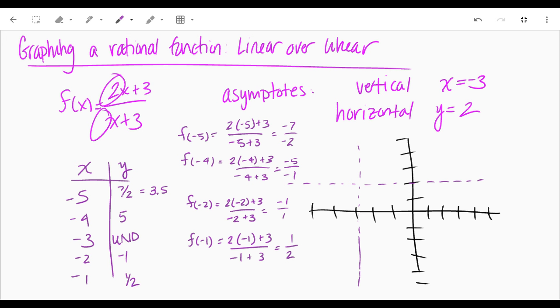One thing that you're going to notice is the symmetry here: they're the same distance from the horizontal asymptote. So when I graph -5 and 3.5, and when I graph -1 and 1/2, for both those points I'm 2 units away from the vertical asymptote. This distance is 2. And they're both the same distance from the horizontal asymptote. So this is 1.5, and this is 1.5. So you'll see that kind of symmetry there.